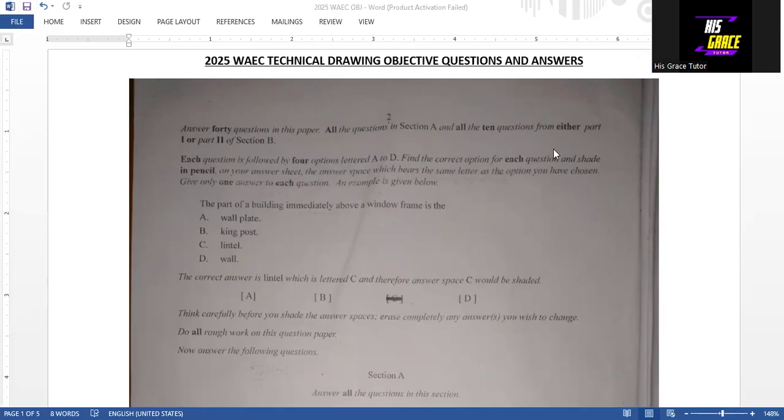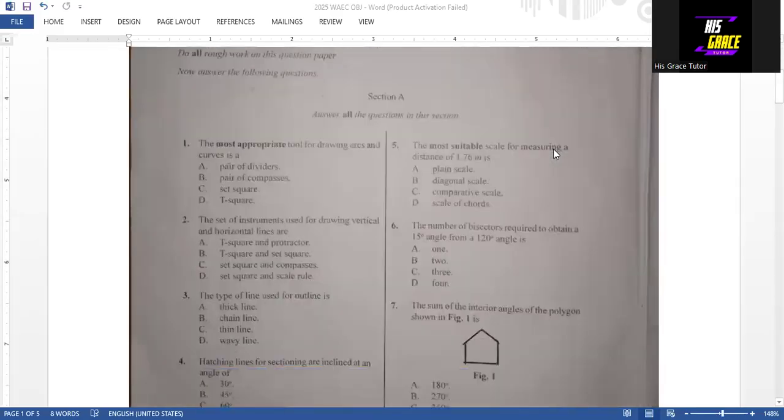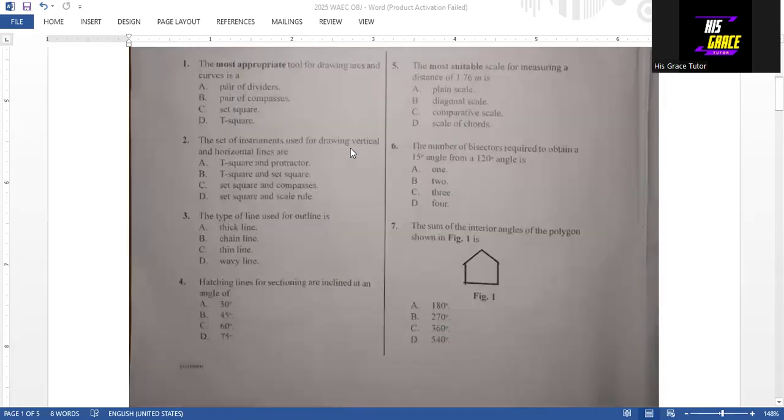Okay. Let's move on to question 1, which says the most appropriate tool for drawing arcs and curves is a pair of compasses. That is option B, the answer to question 1. Question 2, the set of instruments used for drawing vertical and horizontal lines are T-square and Z-square. Option B is the answer to question 2.